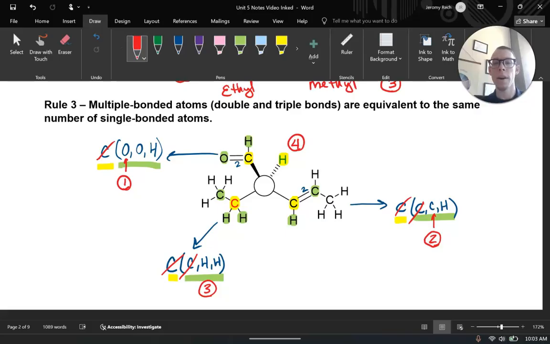We'll go to end the video there, and then in class we're going to focus a lot on using these specific rankings of 1, 2, 3, and 4 to find out our handedness, or that specific description of like R or S for our molecules.